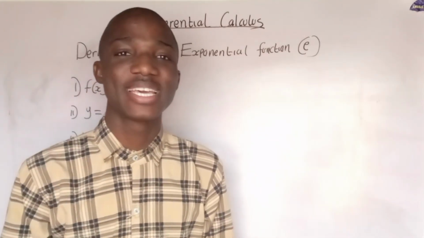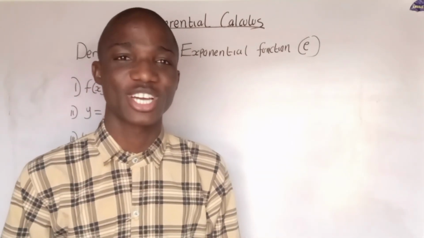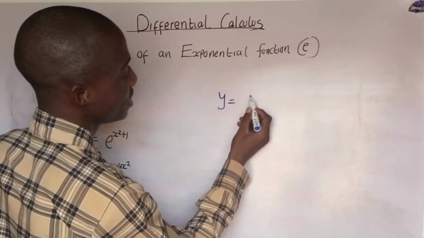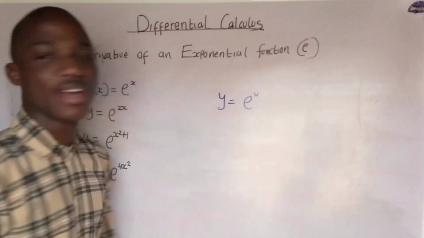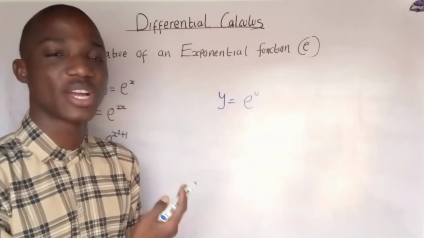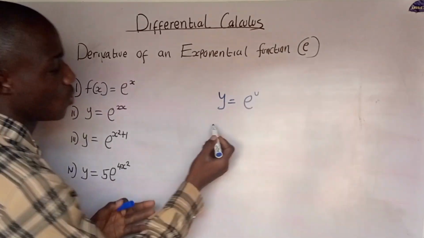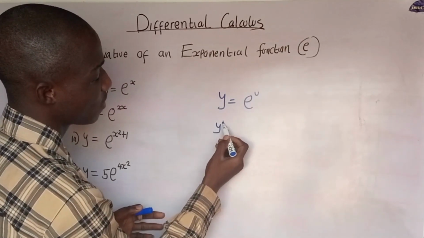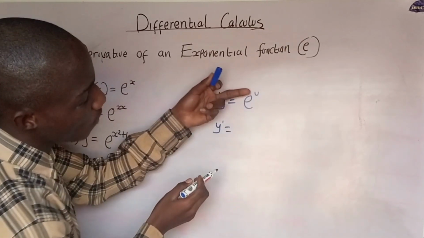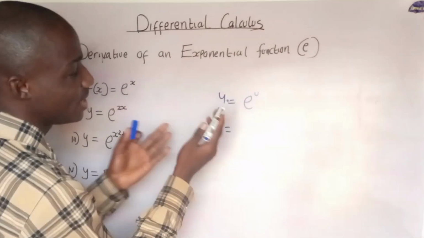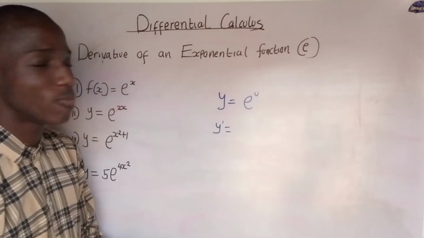Okay, how do we take the derivative of an exponential here? Let's assume that we are given y is equal to e raised to the power of u, and we are told to find the differential form of y. Using the formula, the derivative of y is equal to, focus on the power to which the Euler's constant is raised. The Euler's constant is raised to the power of u.